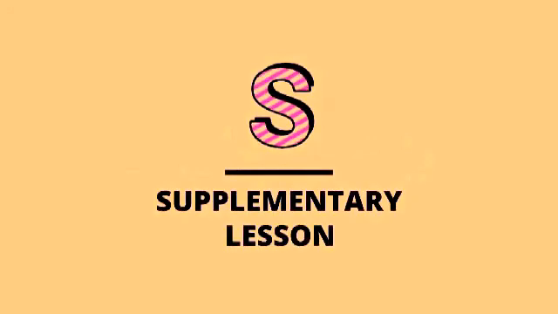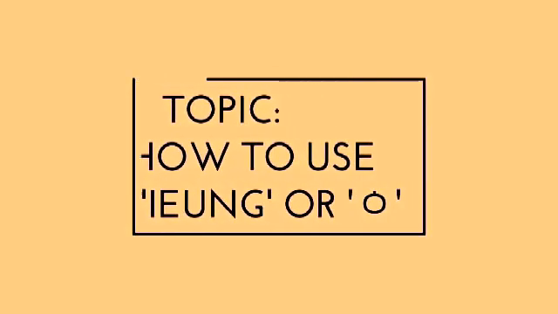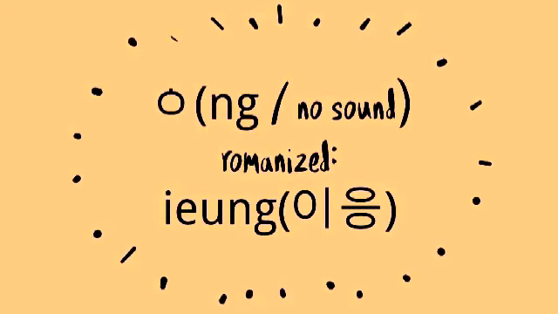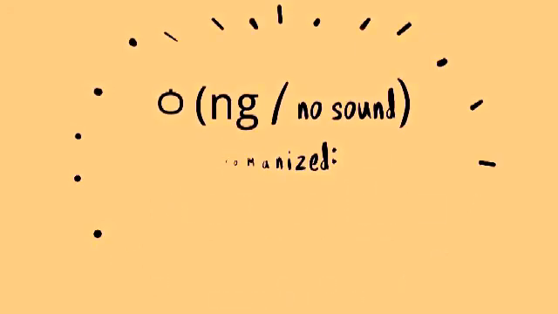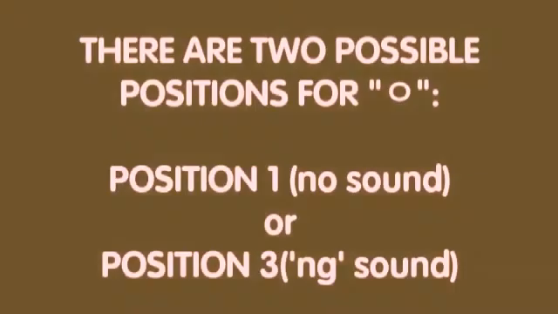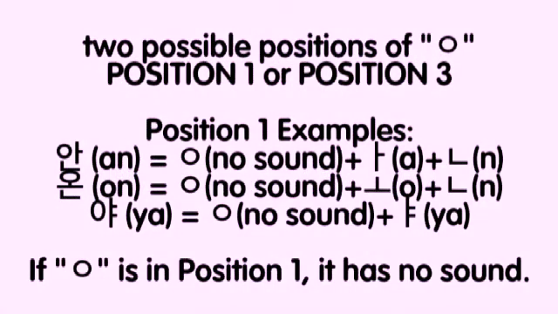This is another supplementary lesson, and this time we're going to study how to use ieung. First of all, ieung is considered a consonant. If you remember, this is one among the consonants tackled in a supplementary video about consonants. There are two possible positions for ieung in a syllable. If it is in position 1, it has no sound, and if it is in position 3, it has the ng sound. Take for example the following syllables: an, on, and ya.